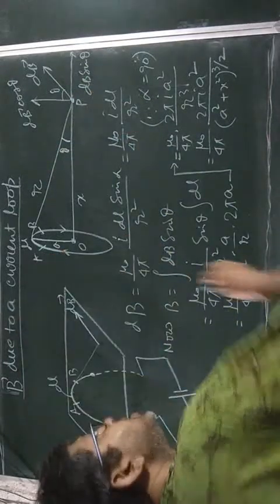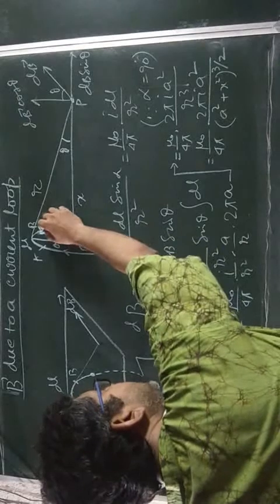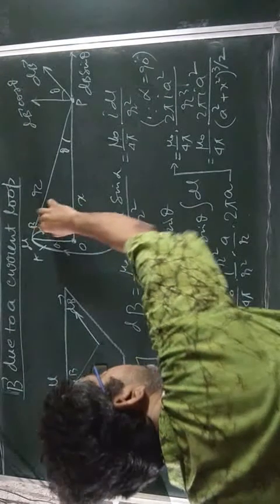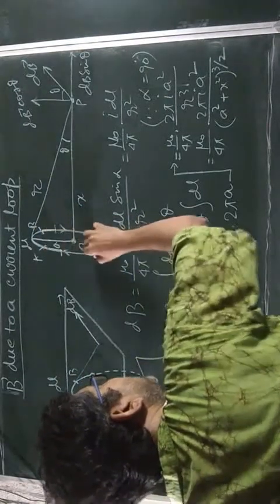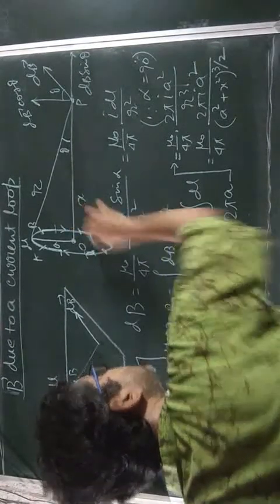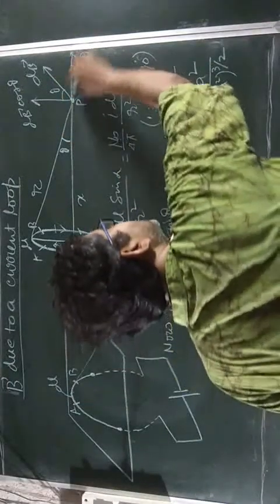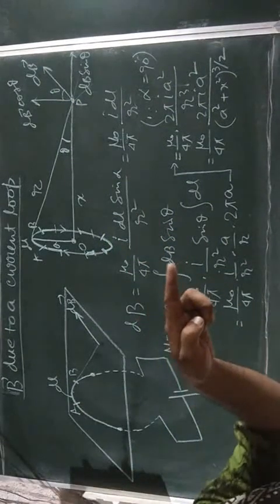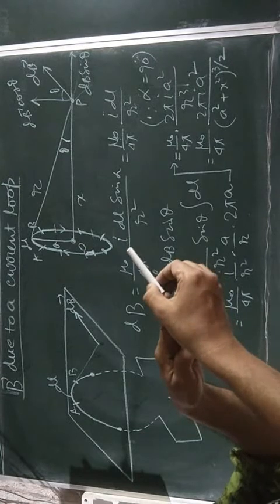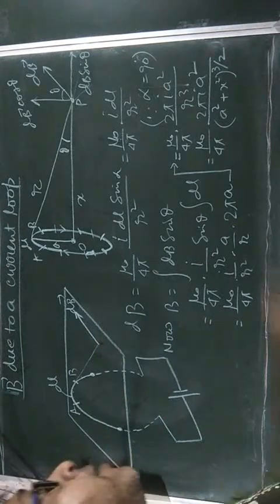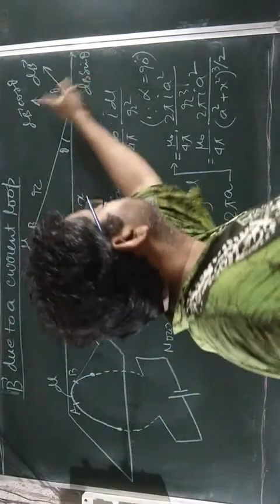Now if we consider several elements like this element, or this element, or this element, every element produces their respective dB, like this one, this one, this one. This is the point P, and the magnetic fields are like this, or this, or this. Every dB will be broken into two components.